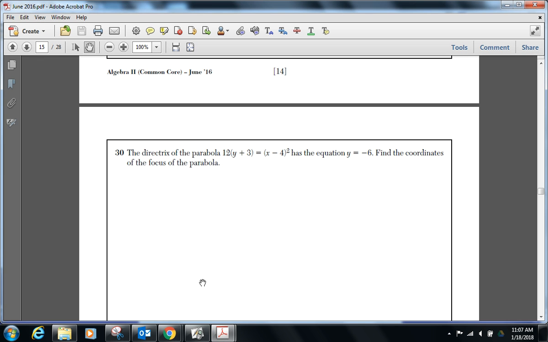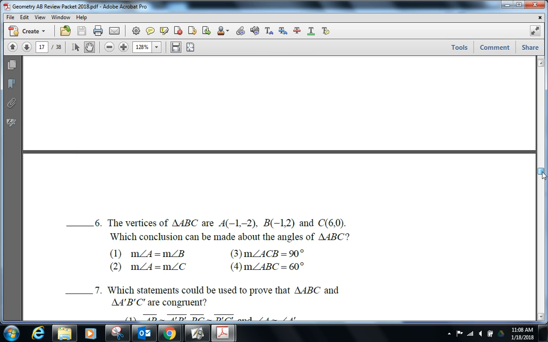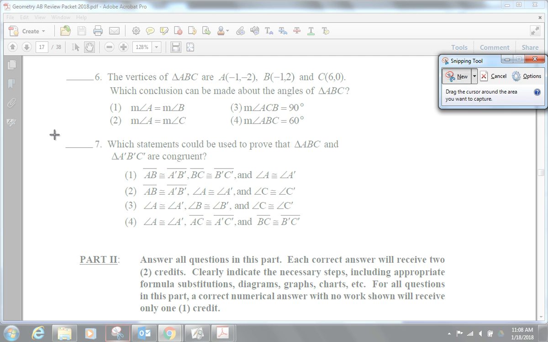Hugh? Which statements could be proved using the triangle? All right, it looks like I've got a little diagram I'm going to have to draw and check.